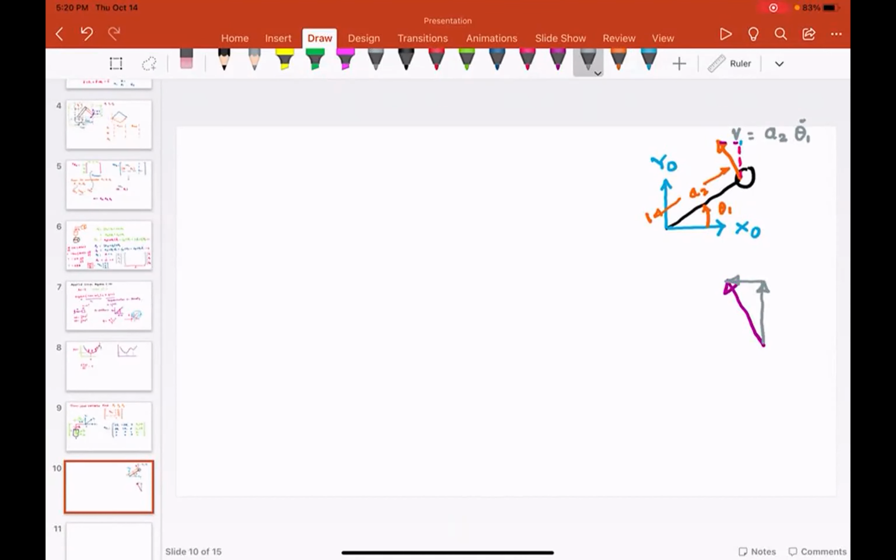Look at the vertical component of velocity, this is py dot. This py dot is in the same direction as y0. Do you agree with me? Py dot is in the same direction as y0, which is your initial coordinate frame. But look at px dot. This px dot is opposite to x0. Do you agree with me?